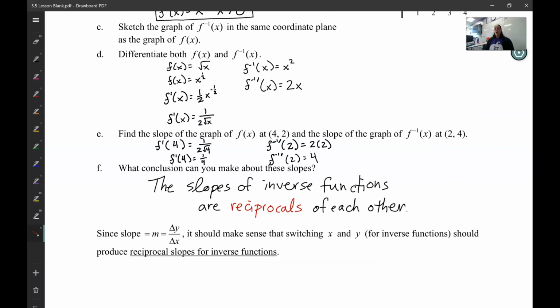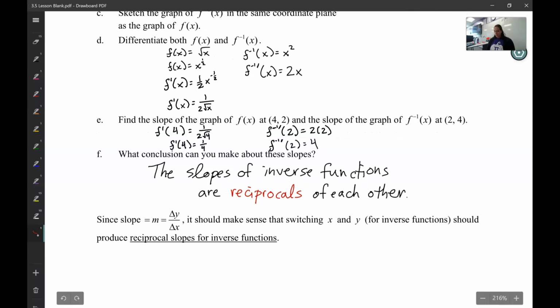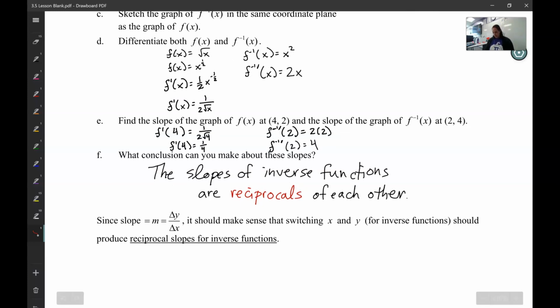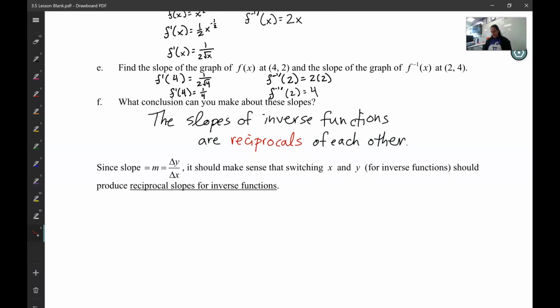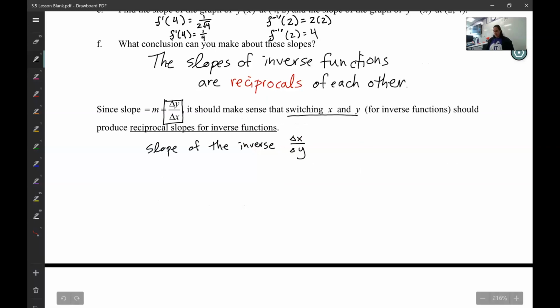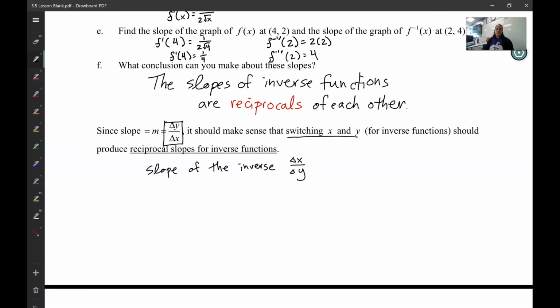So, it wasn't quite what we had originally thought. They're not opposite reciprocals. They're just reciprocals of each other. Now, this should make some intuitive sense because we know that the slope is change in y over change in x. That's what you've known since 7th grade. And if we're switching x and y for an inverse function, then the slope of the inverse would be change in x over change in y, the reciprocal. So that's how we find derivatives of inverse functions. In the next video, we'll do a couple example problems.